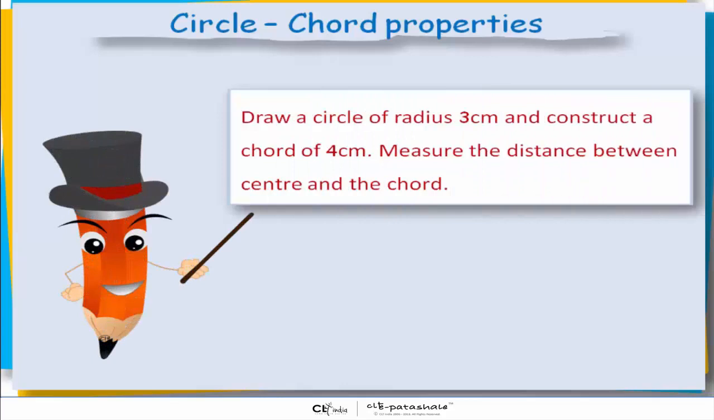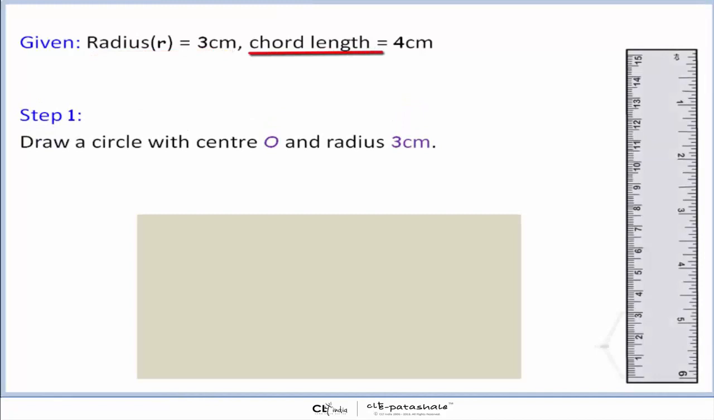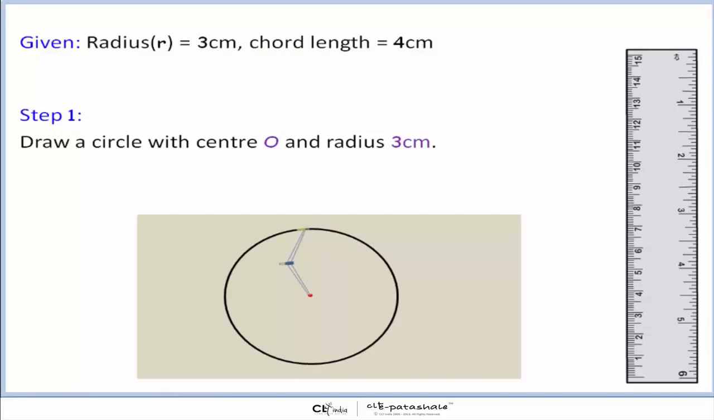Draw a circle of radius 3 cm and construct a chord of 4 cm. Measure the distance between the center and the chord. Given radius r is equal to 3 cm, chord length is equal to 4 cm. Step 1. Draw a circle with center O and radius 3 cm.